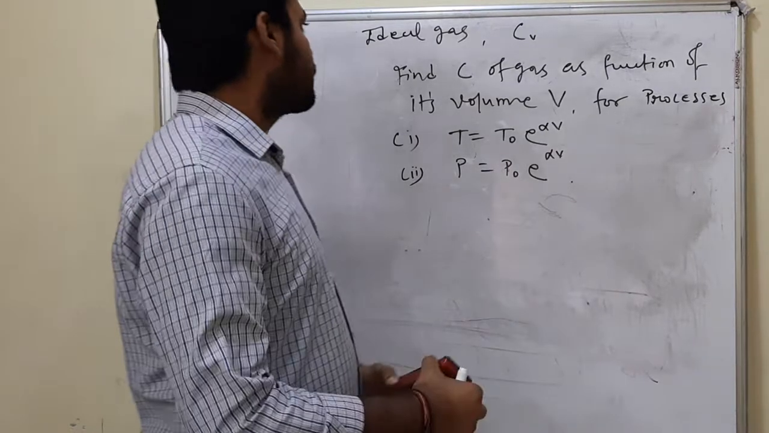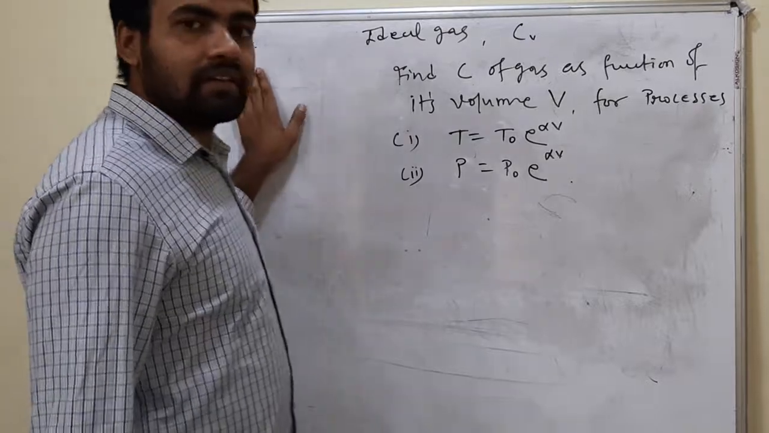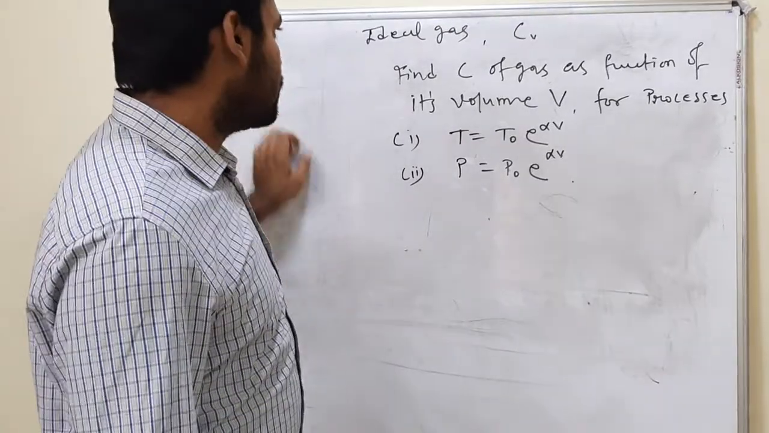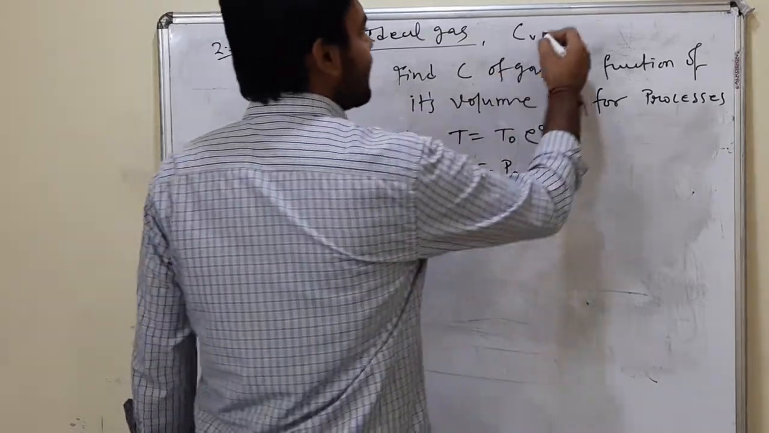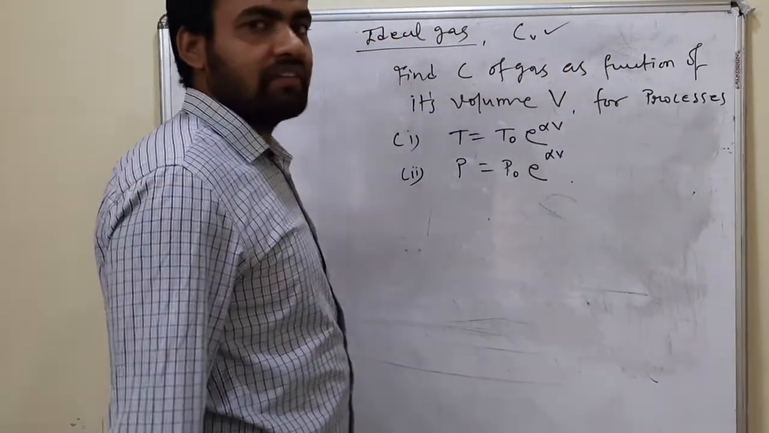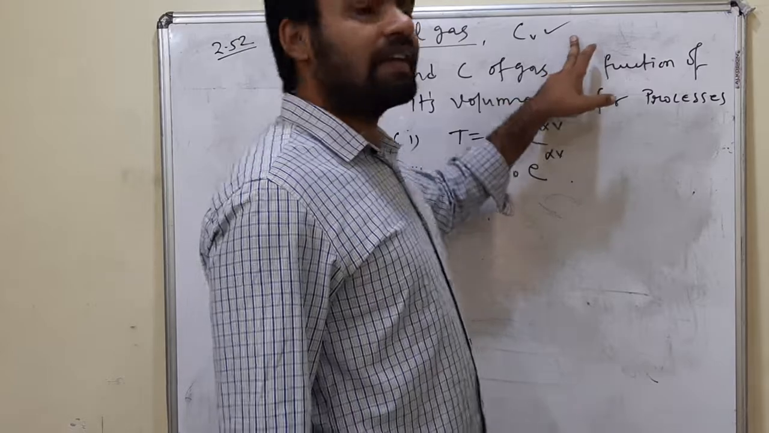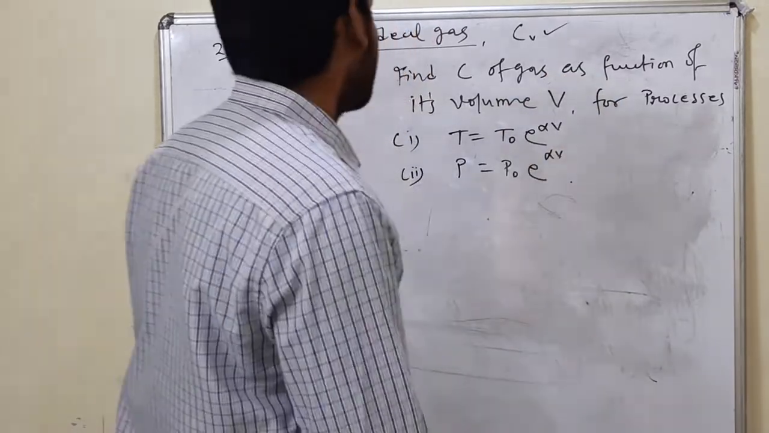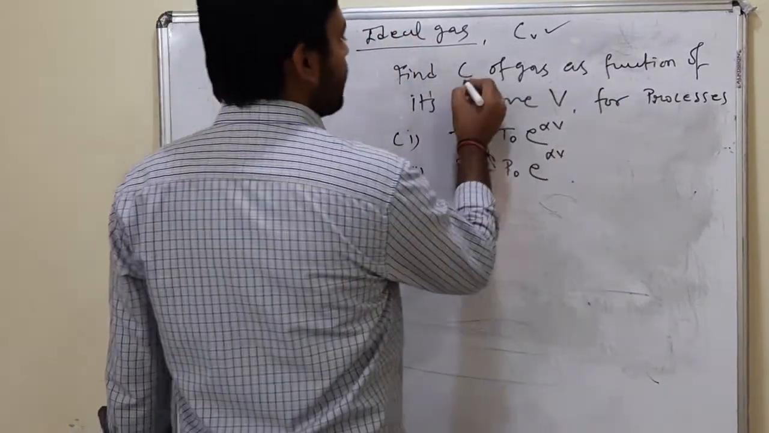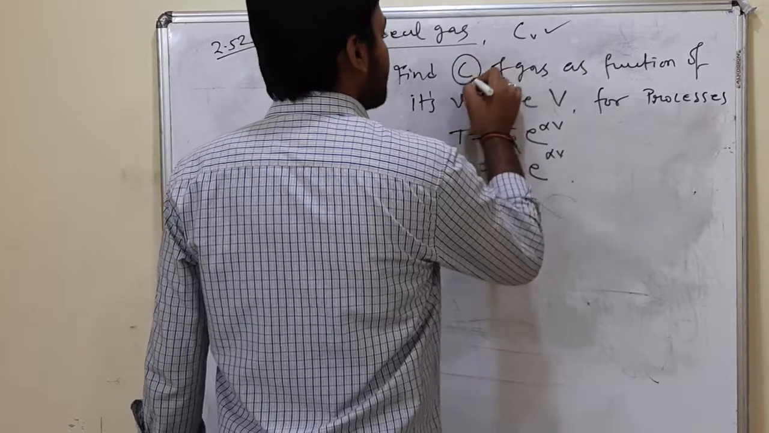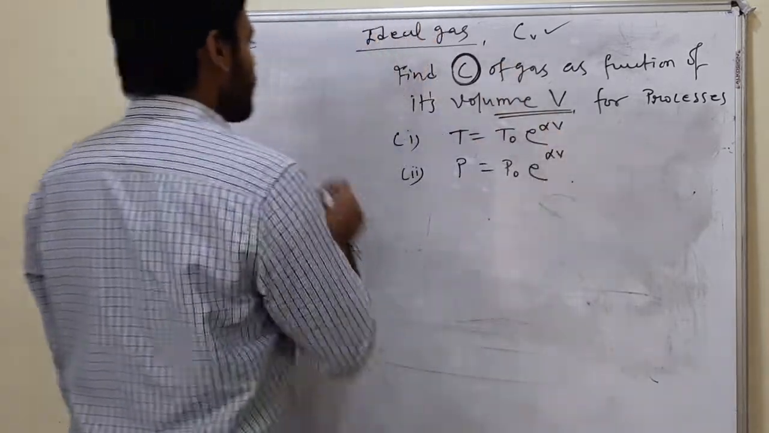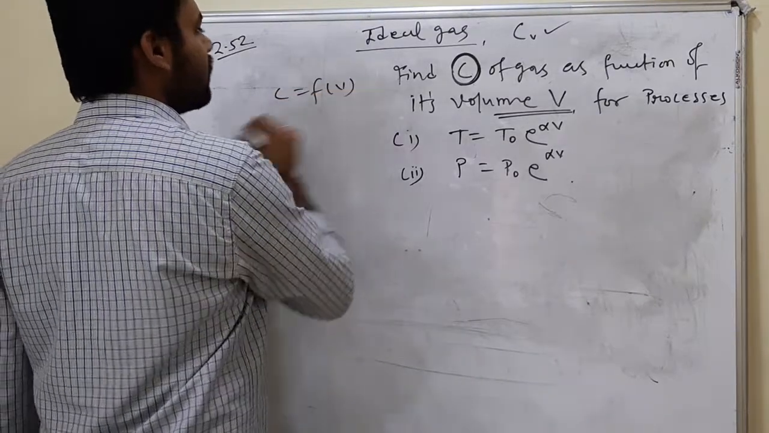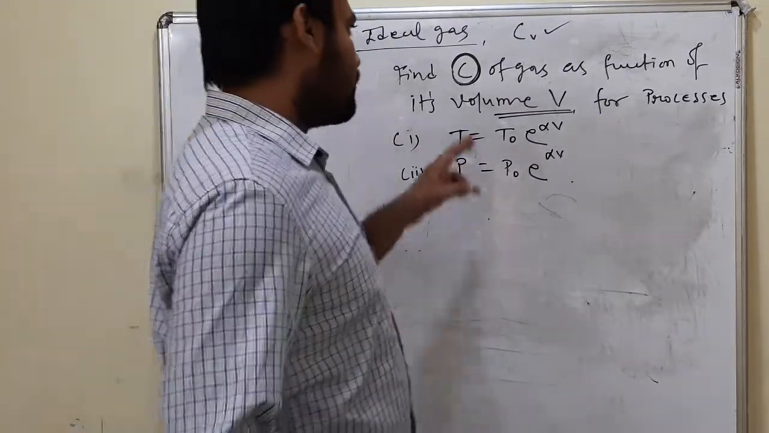हेलो स्टूडेंट्स, इस वीडियो में we will discuss Irodov problem number 2.52. In the problem we have an ideal gas given, and for that ideal gas Cv is given. Cv is the molar heat capacity at constant volume, and in the problem we have to find the molar heat capacity of the gas as a function of volume.